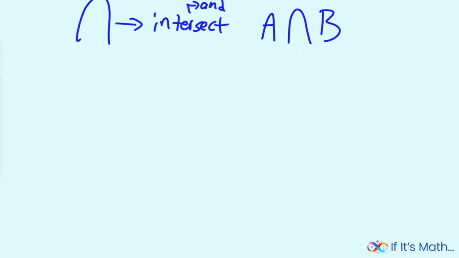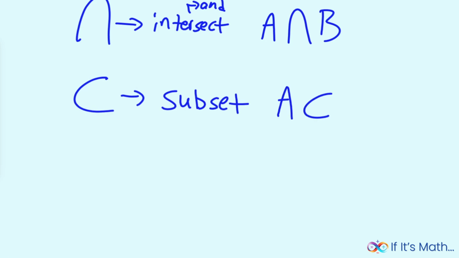One other symbol I wanted to refresh on, another set of symbols, was this, which remember meant subset. So if we say that A is a subset of B, that means that any number that's in A is also in B, but there are numbers in B that are not in A. So they're not the same thing. Everything in A is in B, but B is not the same thing as A.